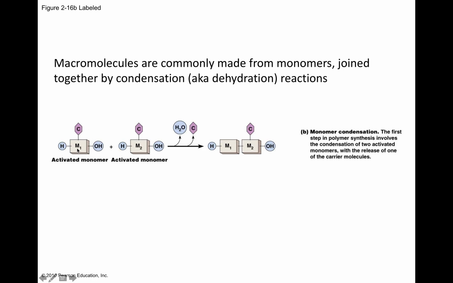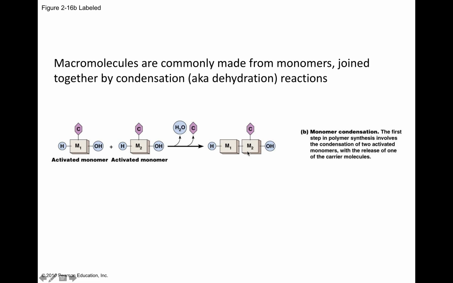So in a monomer, you'd have a hydroxyl on one end and a hydrogen on another end. If you remove this OH and this H in a dehydration reaction, it's called dehydration reaction because you're removing the water molecule, then you can form a covalent bond between monomer 1 and monomer 2. That's a dehydration reaction.